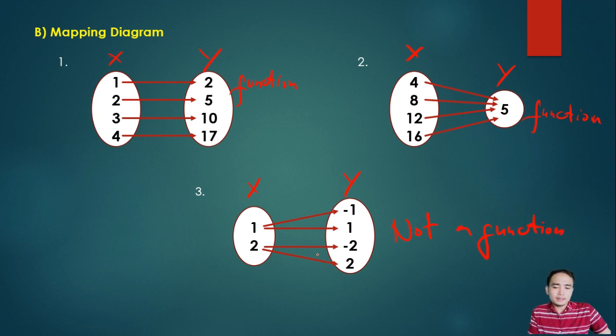Because it represents a one-to-many relation. Okay, so sa isang input natin, meron siyang dalawang output. So this is not a function.